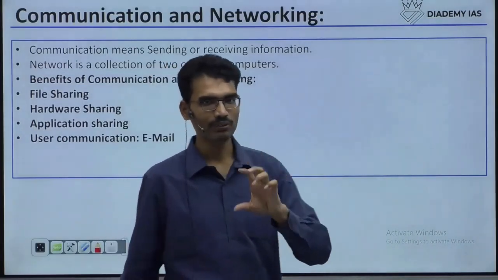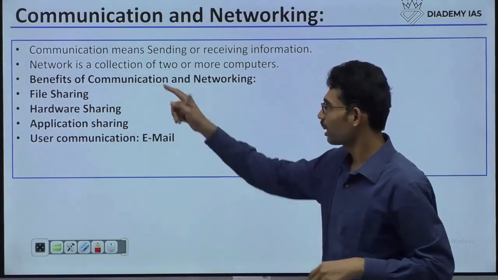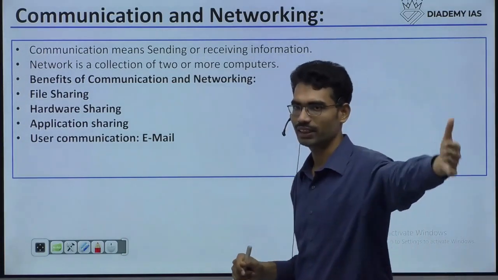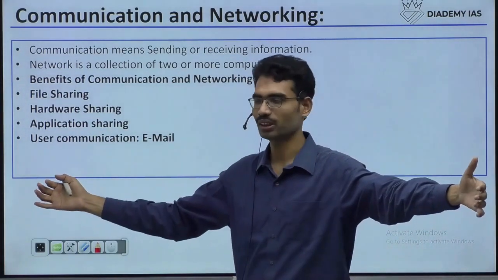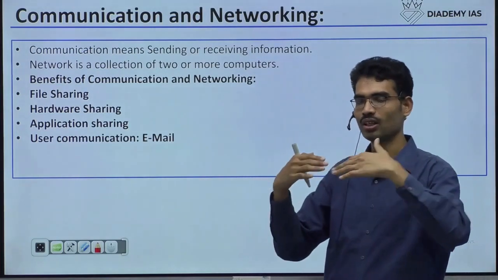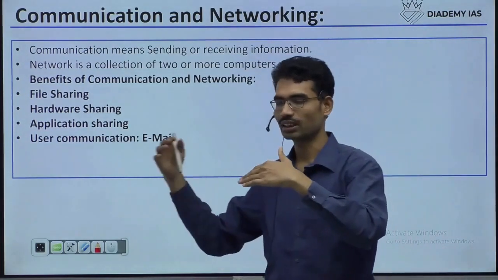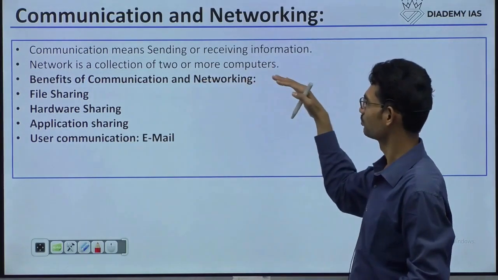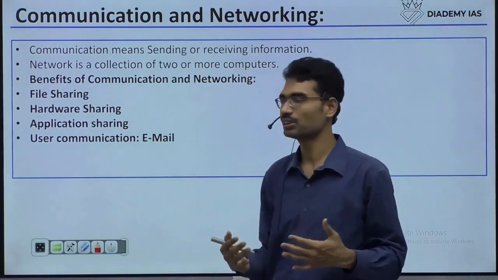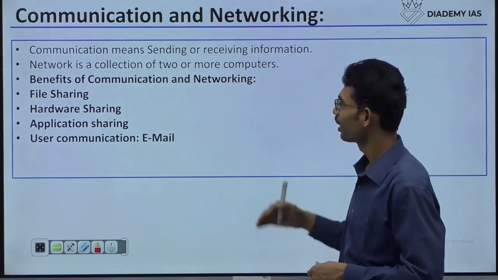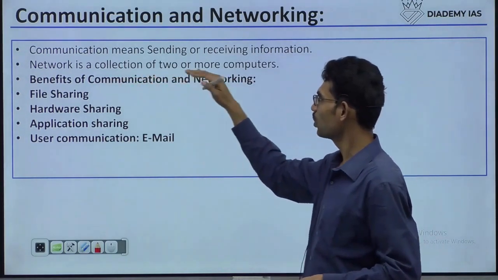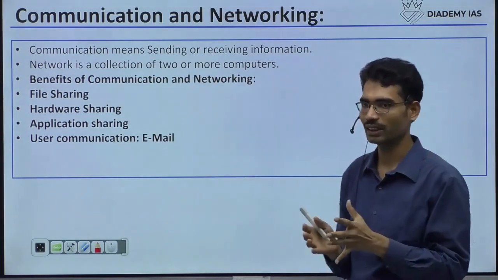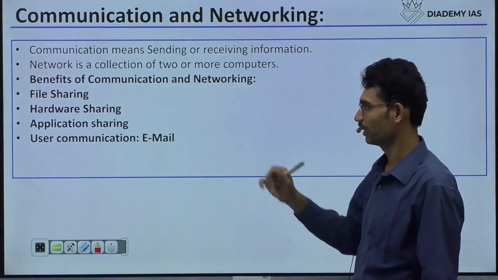Communication will take place between two computers. Communication means sending or receiving information. On one side is one computer, on this side another computer, and both are connected. One computer sends information, the other computer receives information. This is called communication. A network is a collection of two or more computers. If you connect two or more computers, that becomes a network.